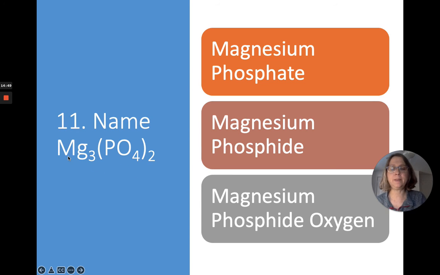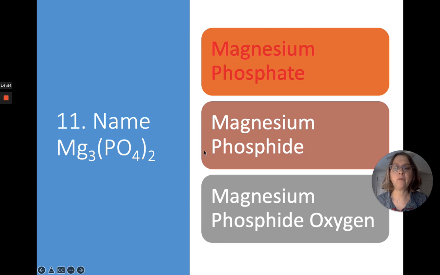Okay, let's try this one. Which one do you think it would be? And you should have written magnesium phosphate. There's magnesium, that's phosphate. No prefixes, as I said, you just name. Phosphide would not have oxygen. It would just be the single phosphorus ion. And again, this last one doesn't make sense because ionic compounds only have 2 words in their name.